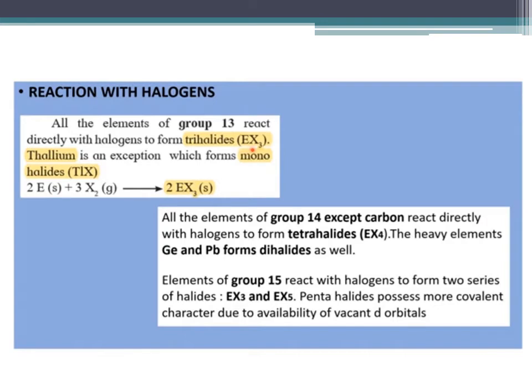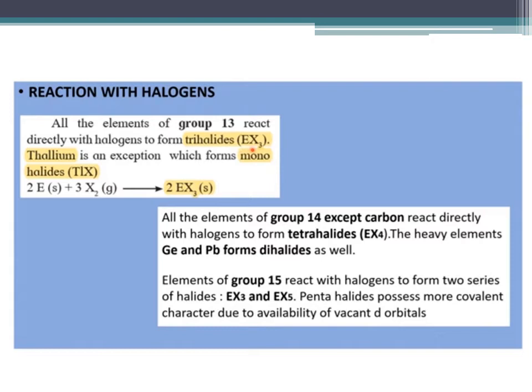Now talking about group 14 elements, the oxidation state of group 14 is +4, and that is why it is obvious it will be forming tetrahalide, that is EX4. But students, we also know that due to inert pair effect, the elements of group 14 also show +2 oxidation state. And that is why heavy elements such as germanium and lead form dihalides.